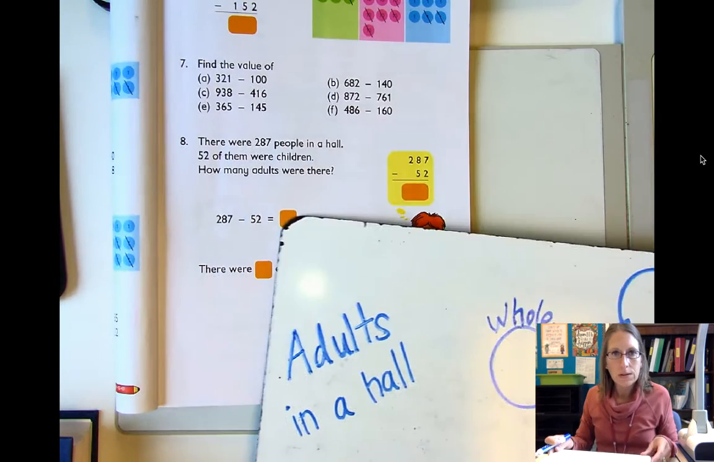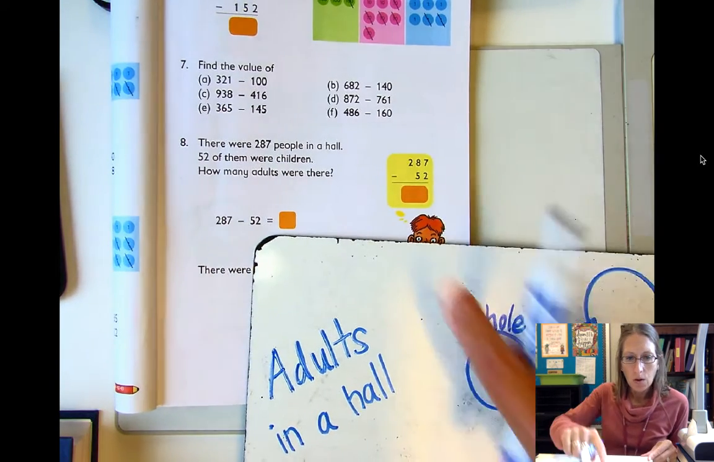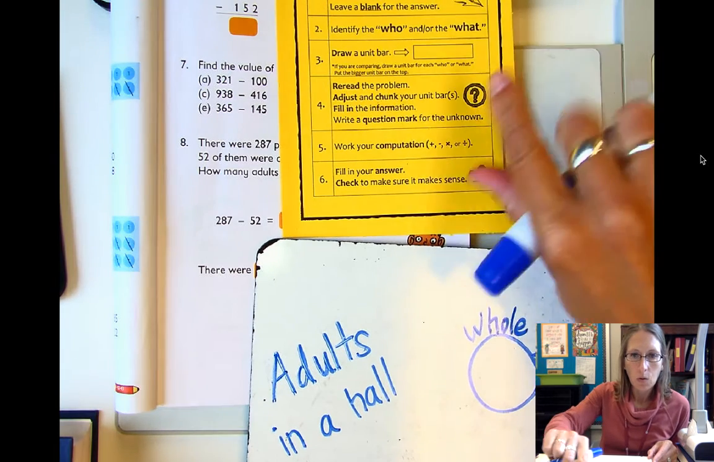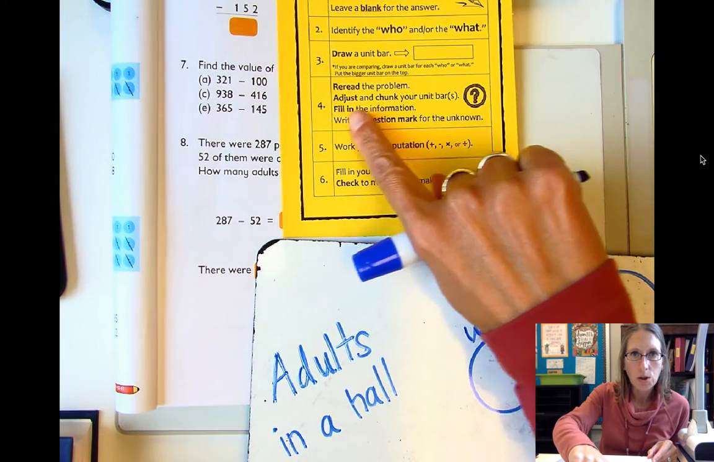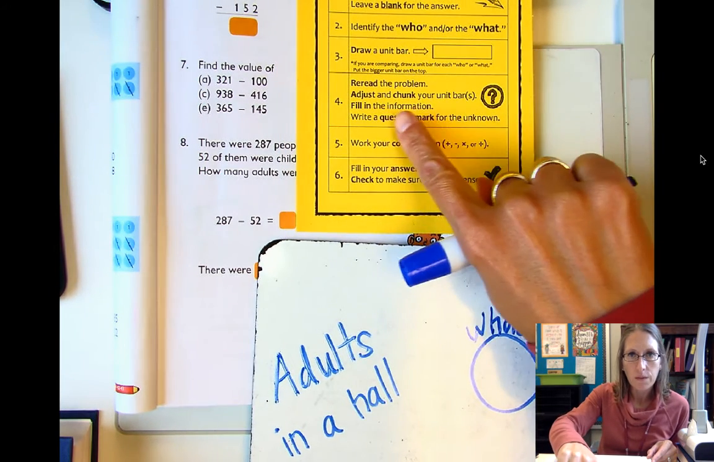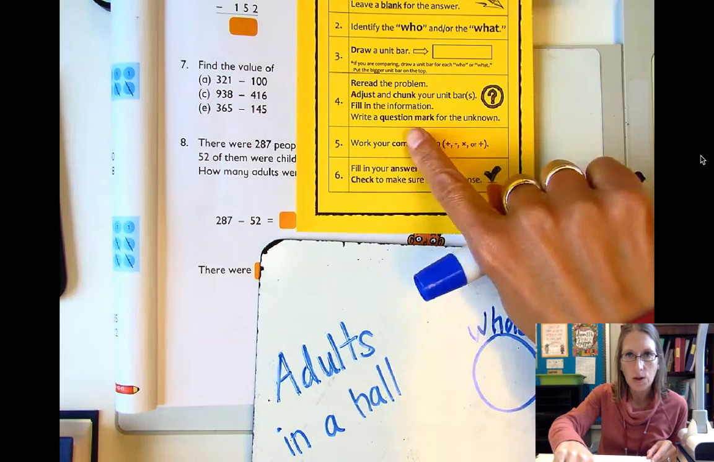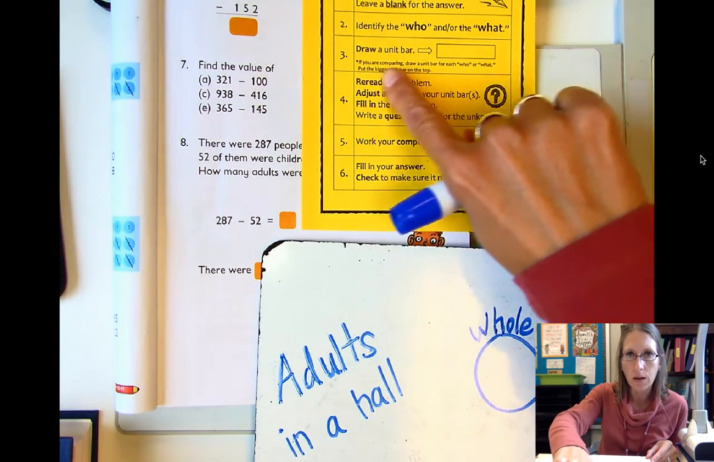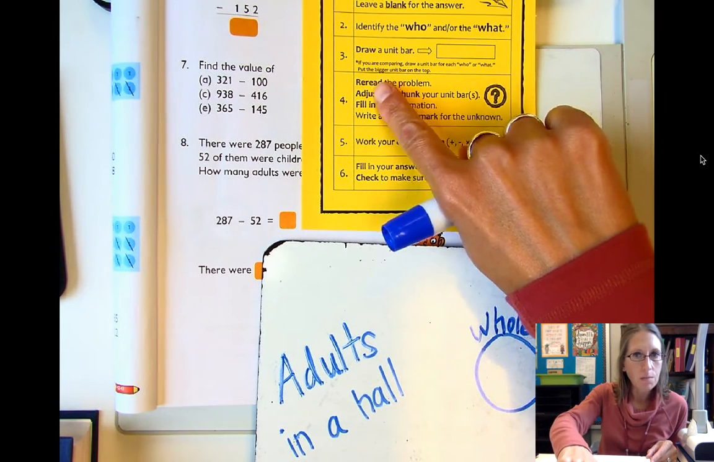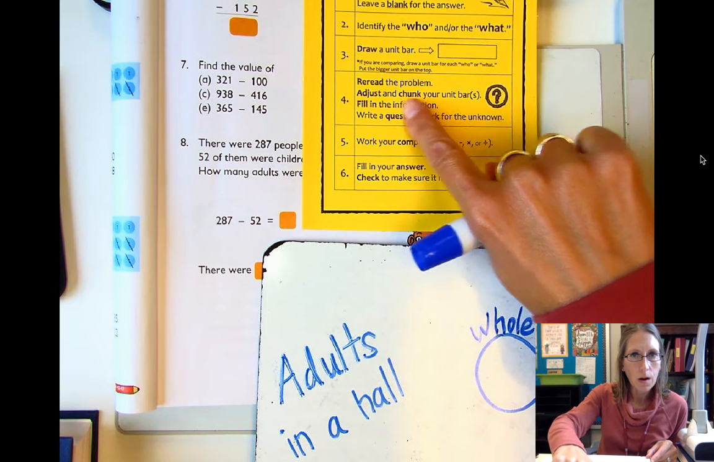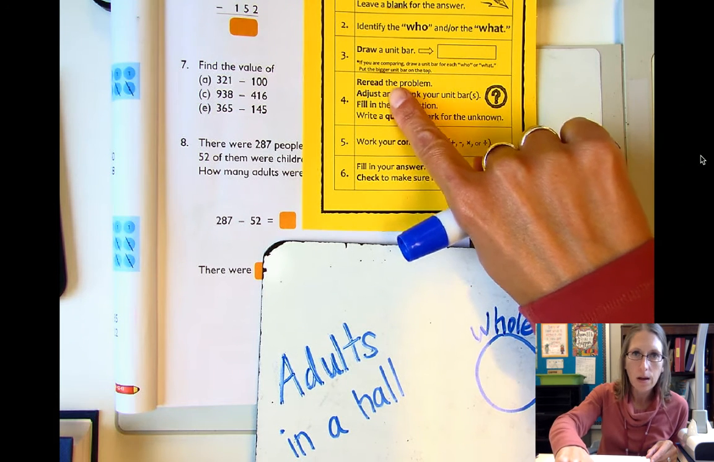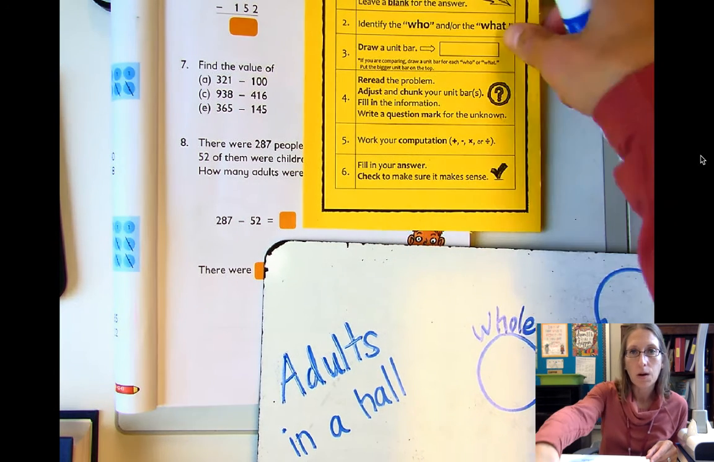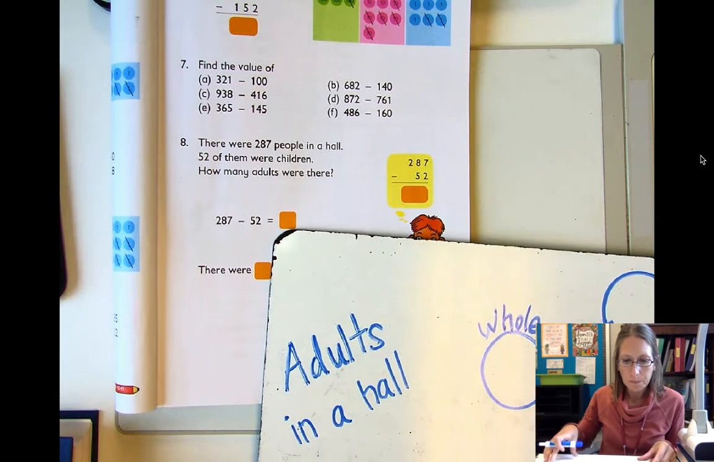So let's see. We're going to go back and, oh, now I'm on to step 4. I'm going to reread the problem, adjust and chunk your unit bar, fill in the information, write a question mark for the unknown. So this step is the step where we're doing lots of thinking. We're rereading the problem, we're chunking our unit bar, making it shorter or longer sometimes, filling in the information, filling in the numbers, writing a question mark.